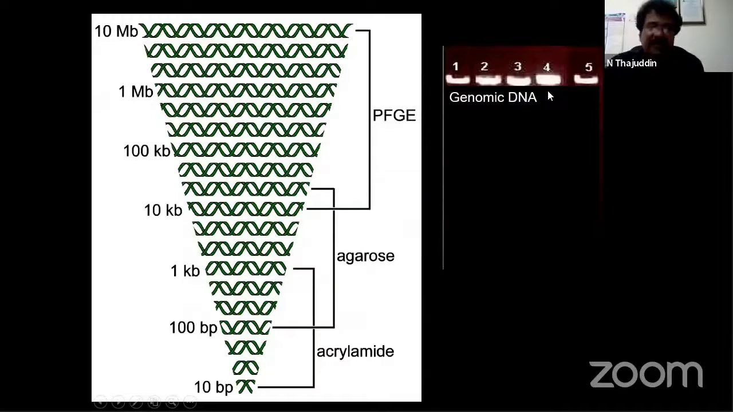So you confirm the isolated DNA by using agarose gel electrophoresis. There are three different techniques used for resolving DNA. One is acrylamide, the sequencing gel. For very low molecular weight DNA, we can use this gel.